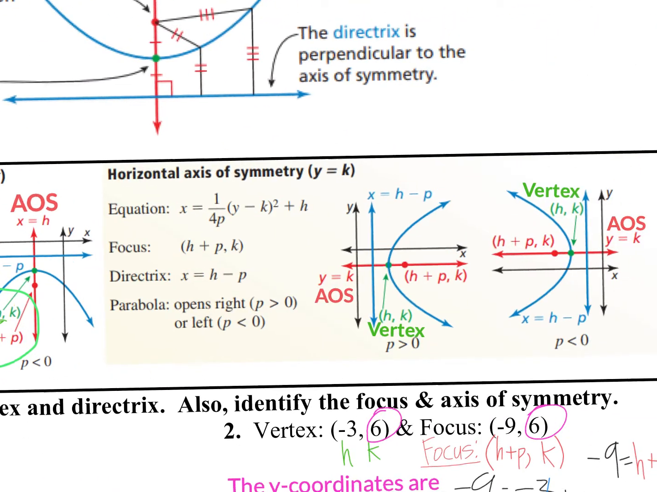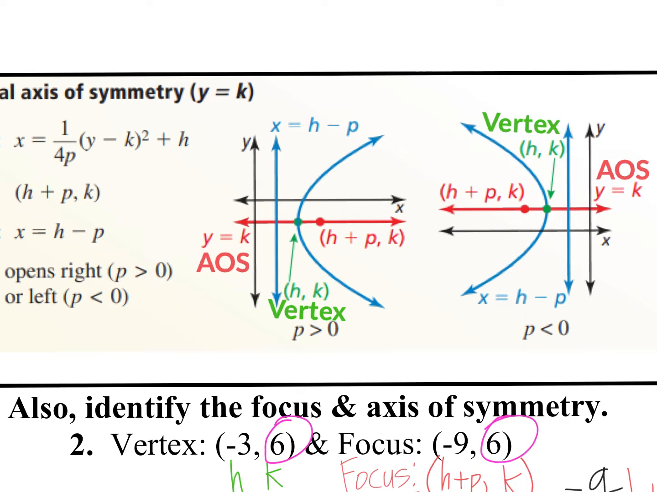And then lastly, that p-value tells you which way your graph is going to open. So if you have a positive p-value and a horizontal parabola, then it's going to open to the right, because if you think about the number line, moving to the right is a positive direction.